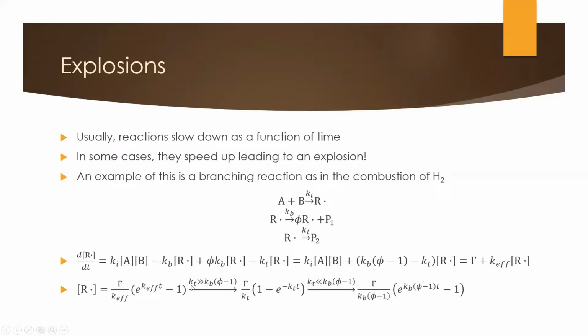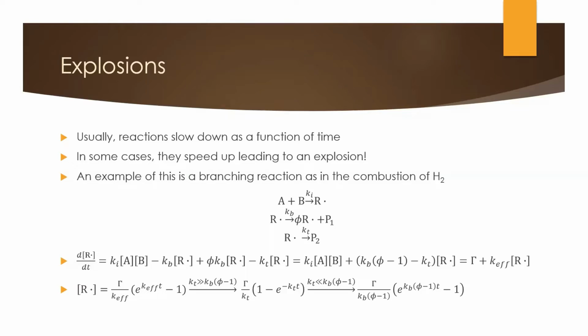So if termination is much faster than the branching rate times the number of branchings minus 1, what we end up with is an equation that looks like this. So gamma, which is, remember, our ki times a over b over kt, and then 1 minus e to the minus kt. So in this case, the rate with respect to time will decrease based on kt. So this is saying that termination is faster than the branching.